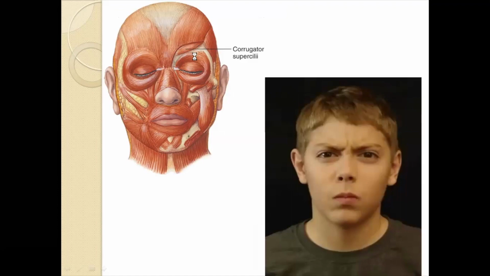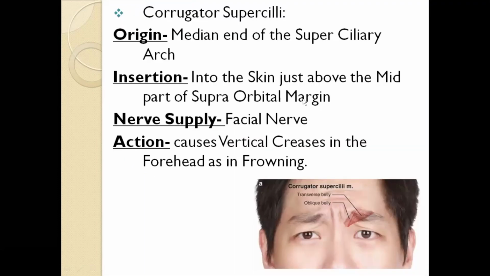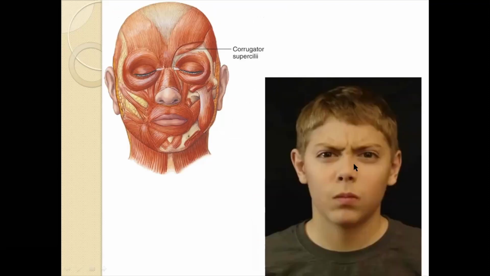Now, what is the nerve supply? The nerve supply is again the facial nerve. What this muscle does is cause vertical creases in the forehead, as in frowning. You can appreciate in this diagram a few lines being formed in this region. This is formed mainly because of the corrugator supercilii, which is responsible for the frowning expression on this child's face.